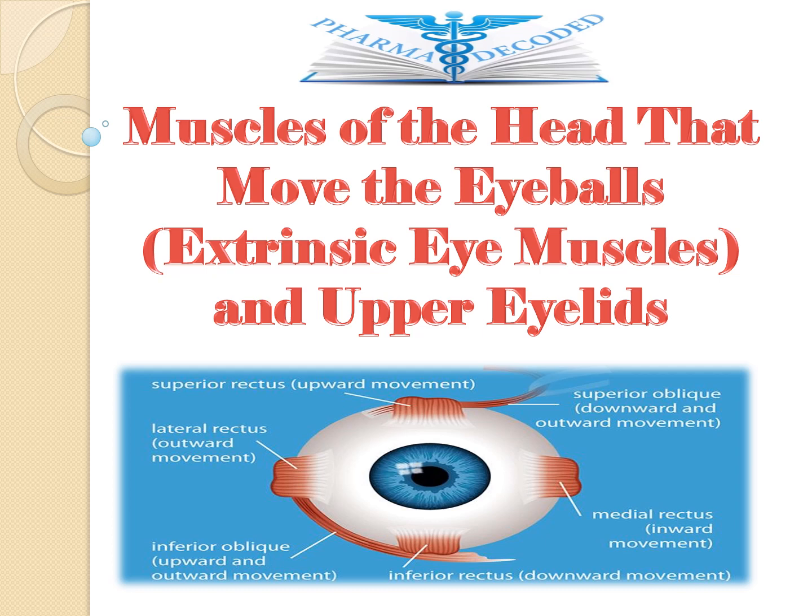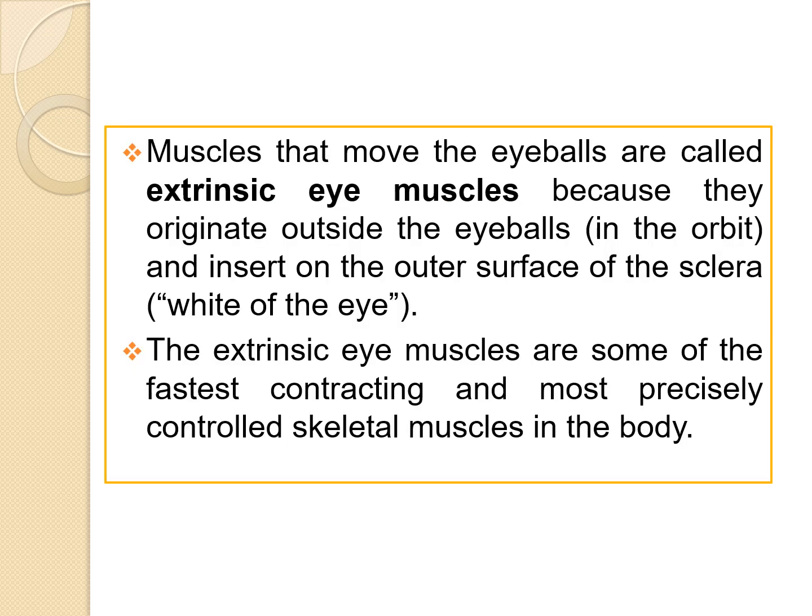Hello everyone, now let us discuss the muscles of the head that move the eyeballs and the upper eyelids. Muscles that move the eyeballs are called extrinsic eye muscles, because they originate outside the eyeballs, that is in the orbit, and insert on the outer surface of the sclera, which is nothing but the white of the eye. The extrinsic eye muscles are some of the fastest contracting and most precisely controlled skeletal muscles in the body.